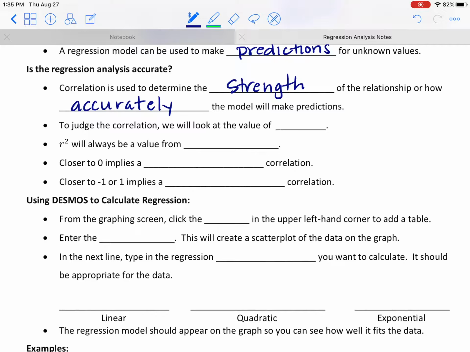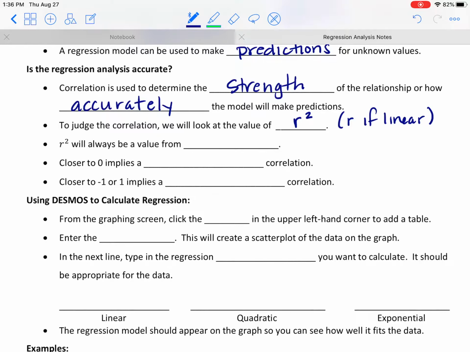If you get a strong correlation to your model, that means the model pretty well fits your data, and it would be used to make pretty accurate predictions, and vice versa. If it's a weak correlation, then it's going to be a weak predictor. Okay, so to judge the correlation, we're going to be looking at the value of r or r squared. So r squared is typical. We're going to use r if it's linear, but r squared in any other case, but they sort of represent the same thing. Okay, r is the variable that we will use to measure the correlation.